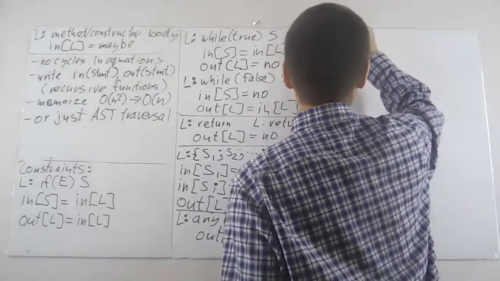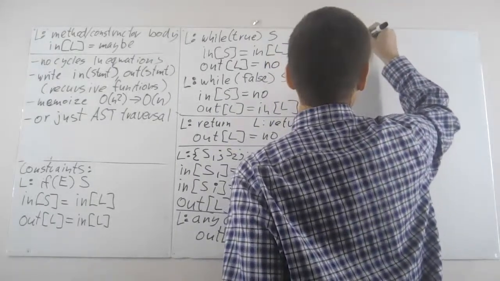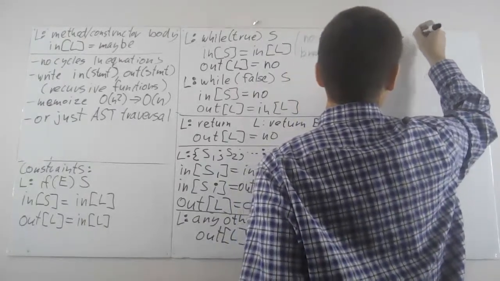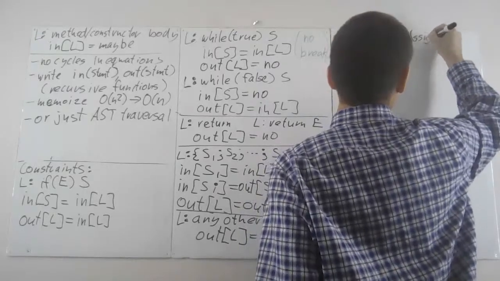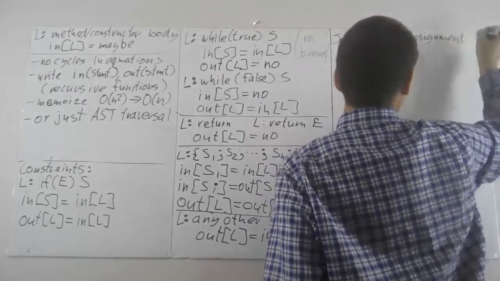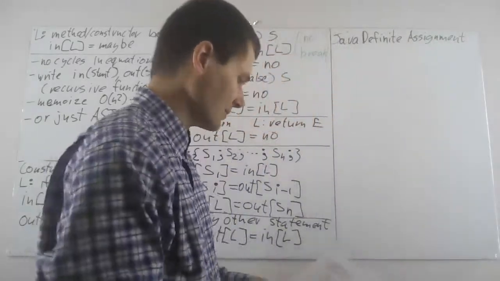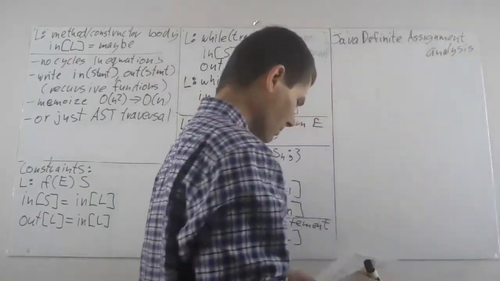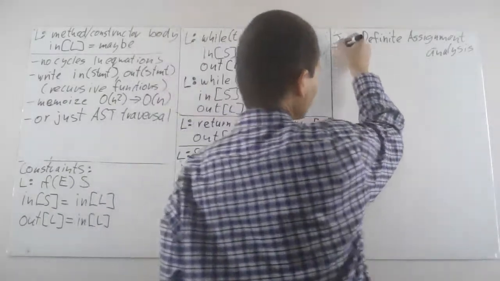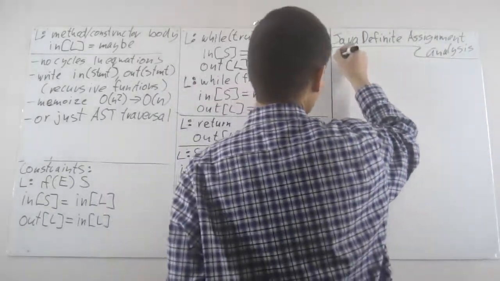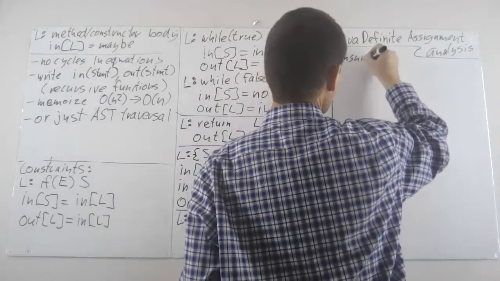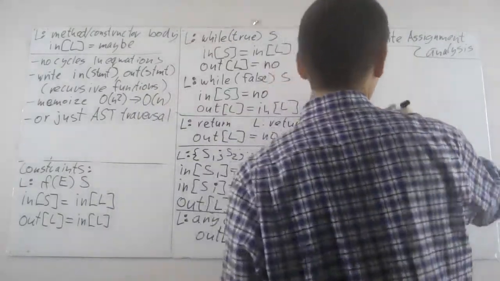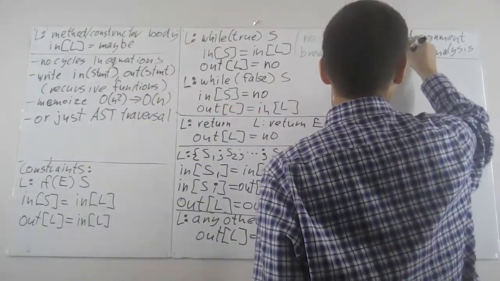Okay, so Java definite assignment. This is a second analysis that is required by the Java spec. And the point is to ensure that you never read an uninitialized variable, right? But it applies only to local variables.